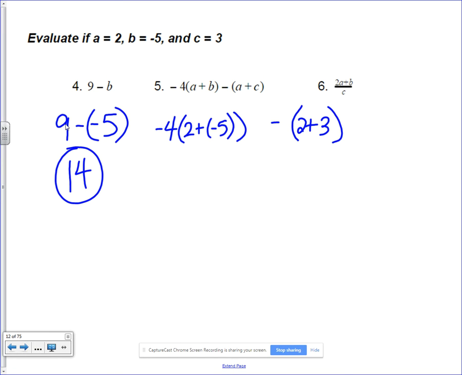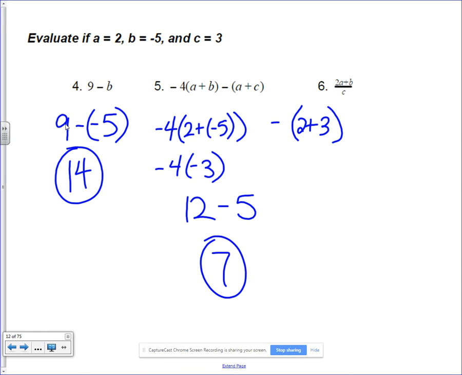Okay, I don't know how your phone will work. You need to have a regular calculator. Let's do it in pieces then, okay? Ready? What is 2 plus negative 5? You can tell me that. Negative 3. Now what's negative 4 times negative 3? 12. What's 2 plus 3? So what's 12 minus 5? 7 is the good answer. You probably had to do it like that in your calculator, right, Quentin? Okay.